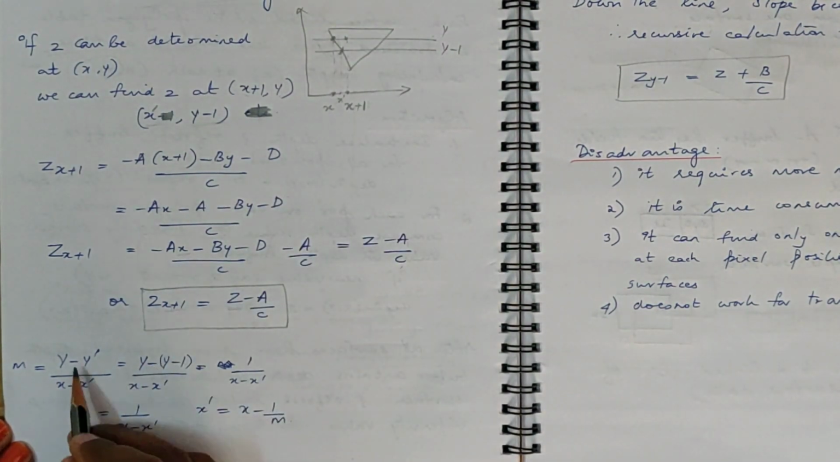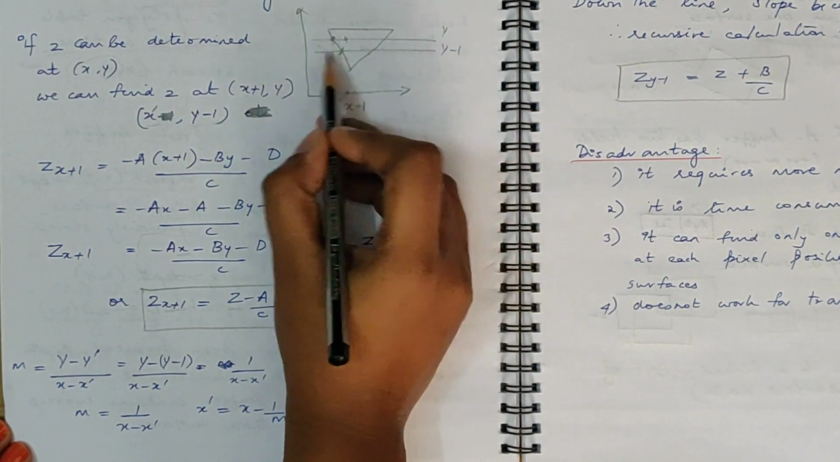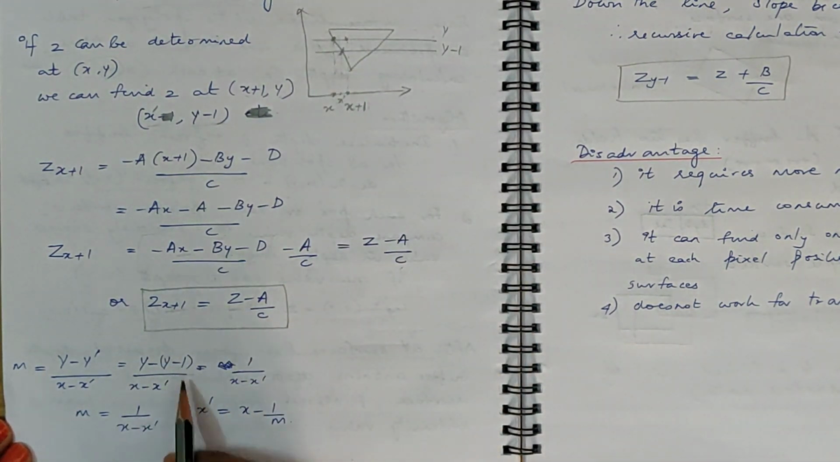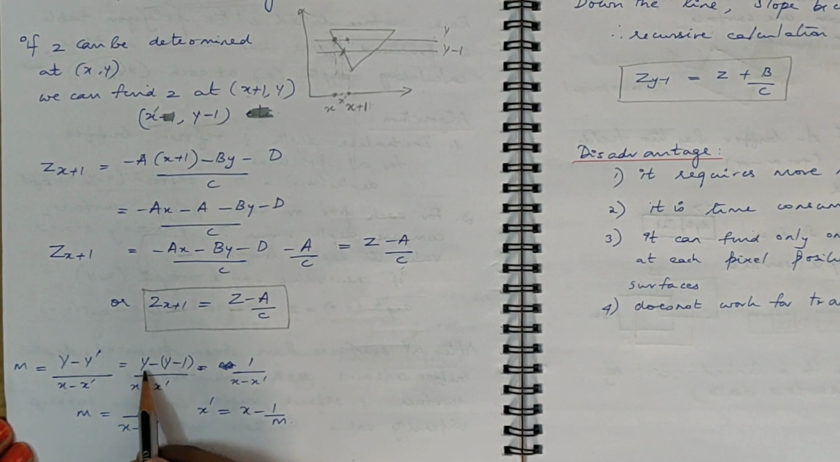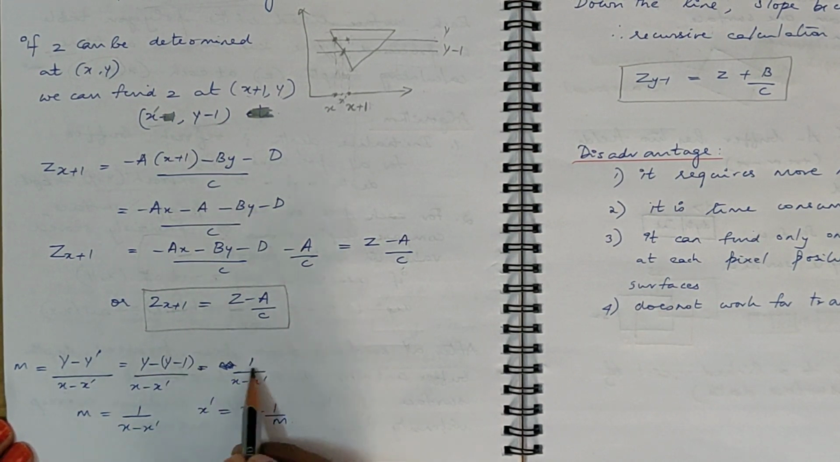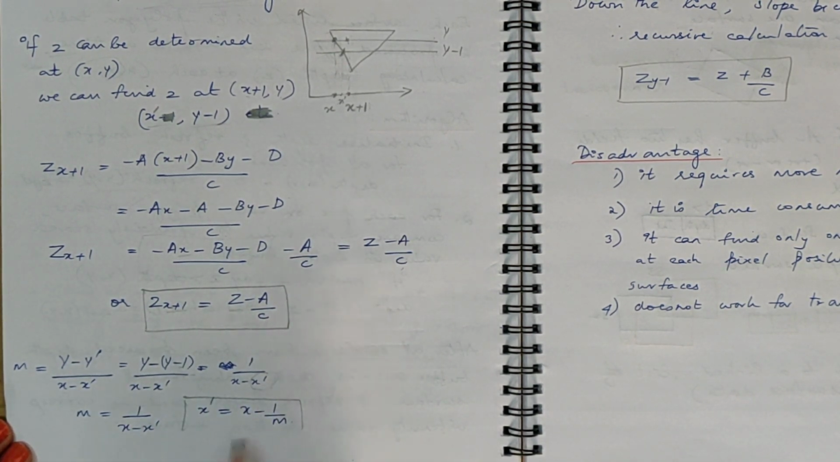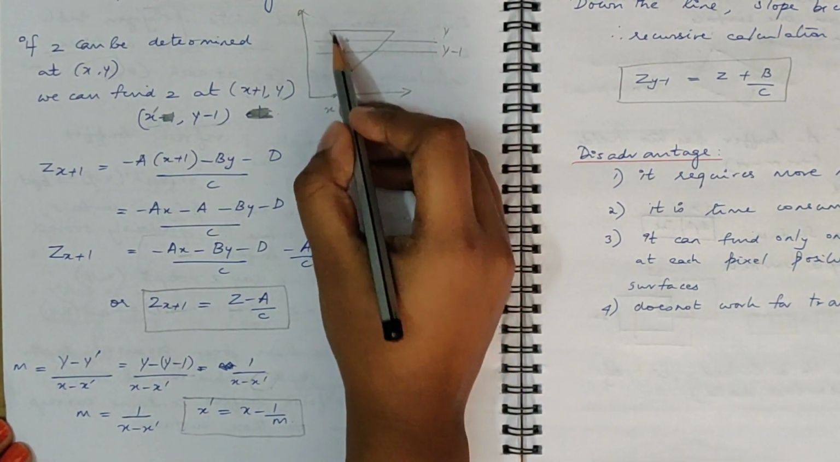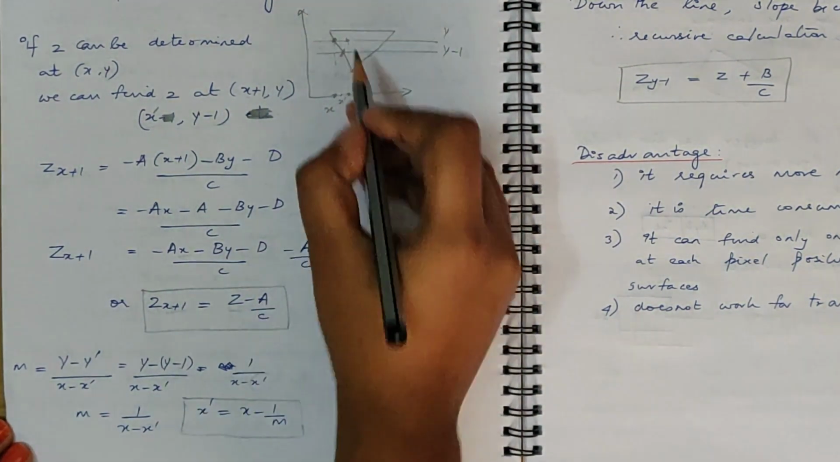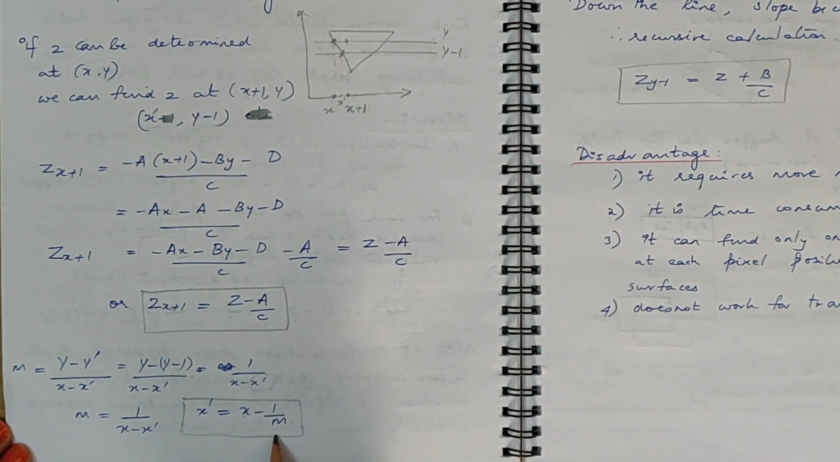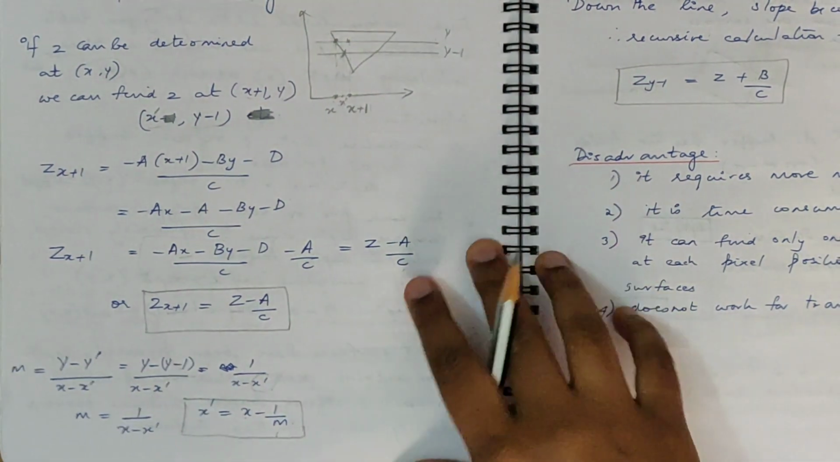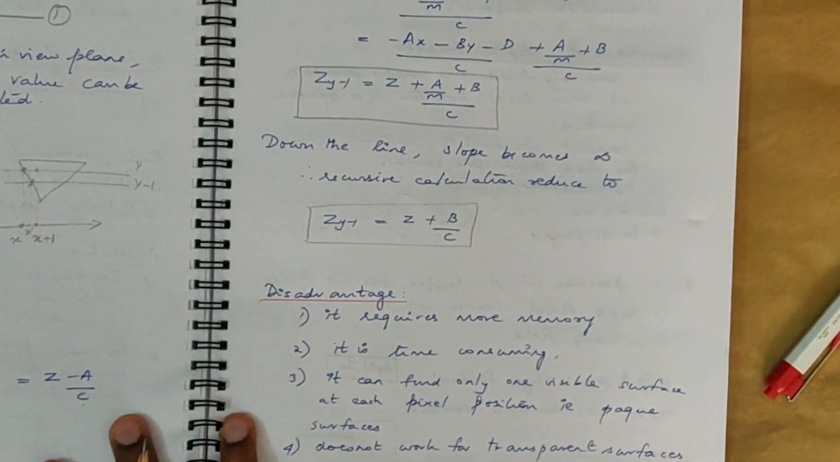So y minus y dash is nothing but this point, y minus 1, along the scan line, by x minus x dash, this point x dash. So y minus y gets cancelled, you have 1 by x minus x dash. If you rewrite this equation in order to get x dash, you will get x dash as x minus 1 by slope. So down the line, you can calculate the new value of x. Once you know the value of x, the new value x dash can be found out as x minus 1 by slope.